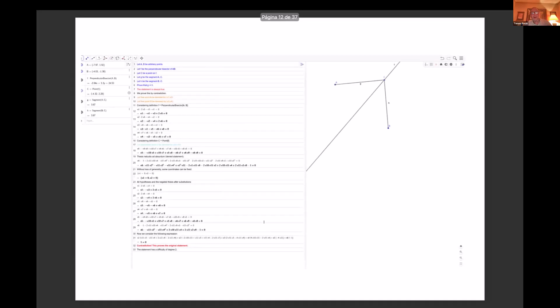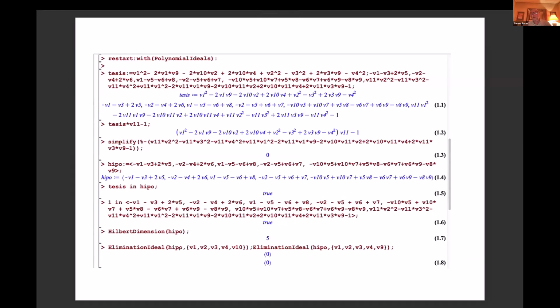Here you have another example. I have 2 points, A and B, and I take the perpendicular bisector, and I want to prove, this statement is quite simple, that every point on the perpendicular bisector has equal distance to the 2 points A and B. My machine tells me that this has complexity of degree 2. So it's quite elementary, and this is what I do with Maple. To show you the result, I take the thesis and the collection of the hypotheses, and I show that the thesis belongs to the ideal of the hypotheses, so it is true.